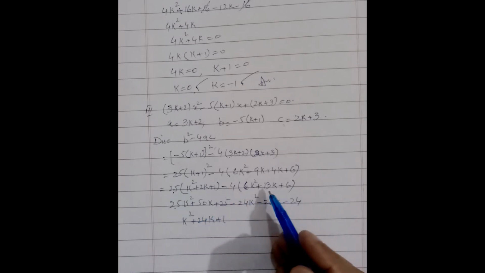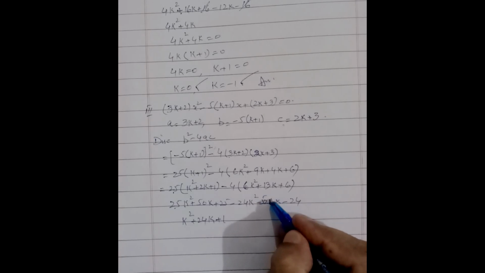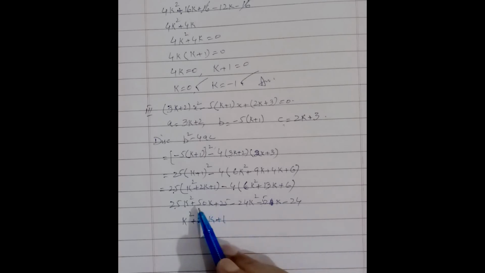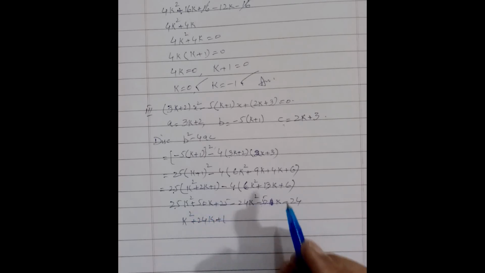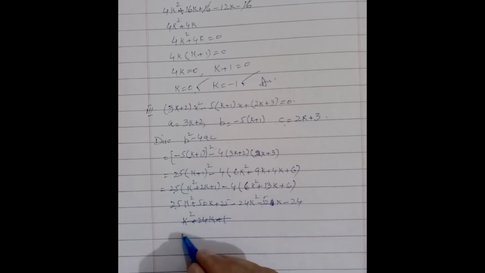Sorry, 13 multiplied by 4 is equal to 52. Here 4 multiplied by 13 is 52, plus 50k minus 52k we get k square minus 2k plus 1.